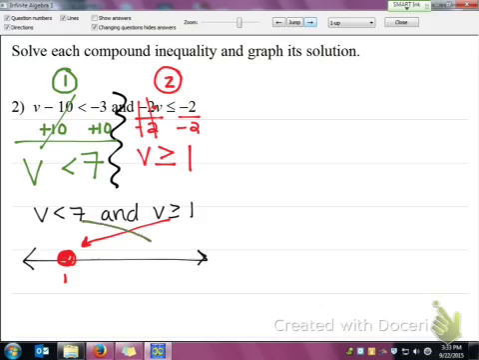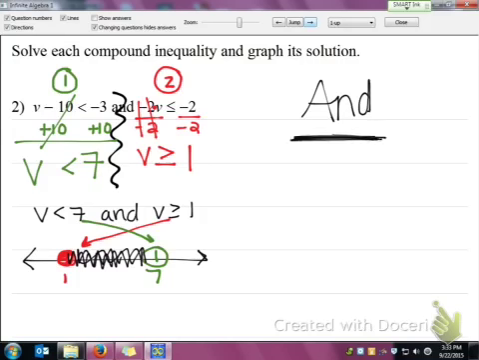And then we come over here to the right to do 7. That's going to be your open circle. Now when we have and, we want it to be greater than or equal to 1 and less than 7. So we want everything in the middle. So when we're doing and, we want what's in the middle of our circles.